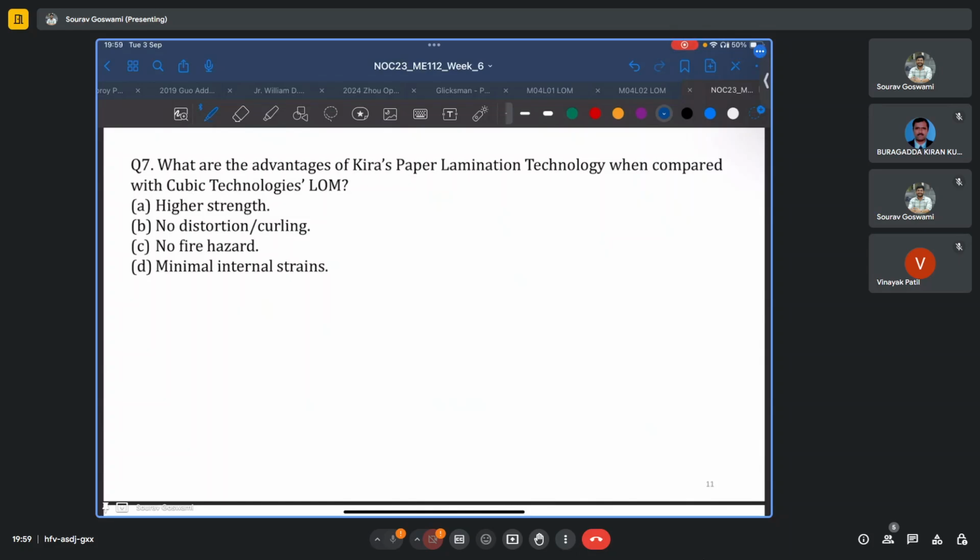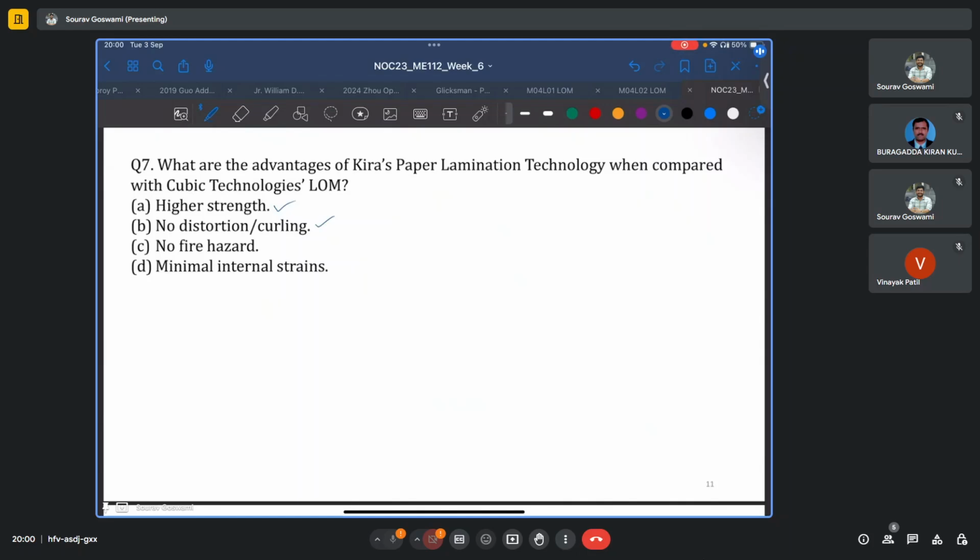So we saw how in laminated object manufacturing, the strength of the bonded part was comparable to wood, whereas in the case of Kira's paper lamination technology, the strength of the bonded part was around 25% higher than equivalent natural wood. So option A is correct. Again, we saw that because of the use of a hot plate or a hot iron, there was minimum distortion or curling, which might be associated with the hot roller, which can have shear stresses or slippage at the interface. So option B is also true.